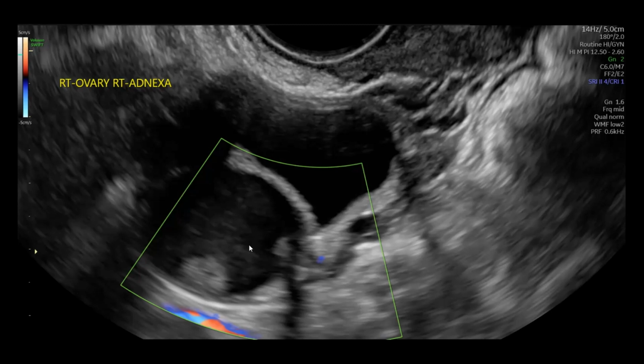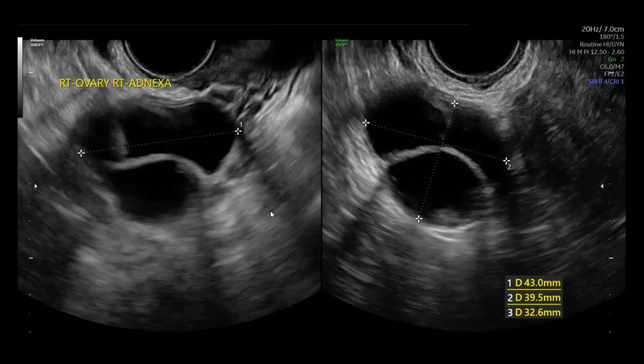And my sonographer has put the colored Doppler box over those solid components there, over those papillary projections, nothing showing up. Overall reassuring, but not reassuring enough to say that this is not something to worry about.